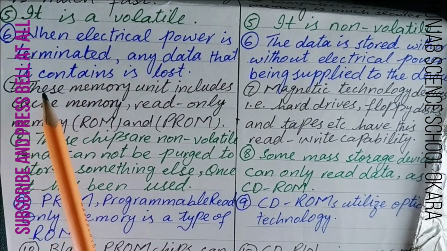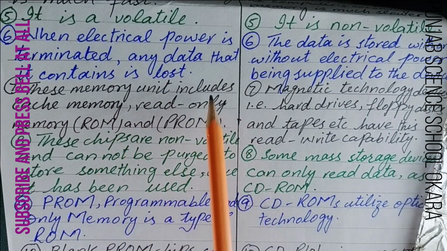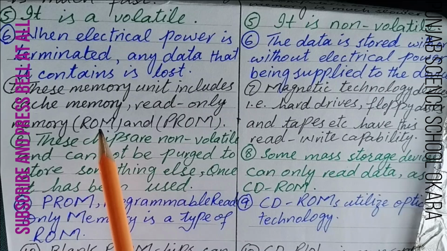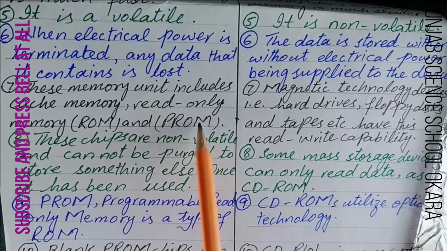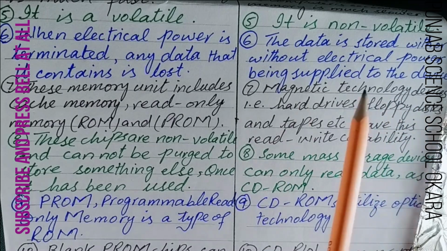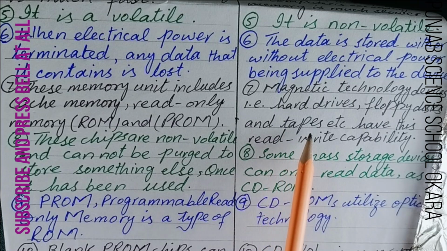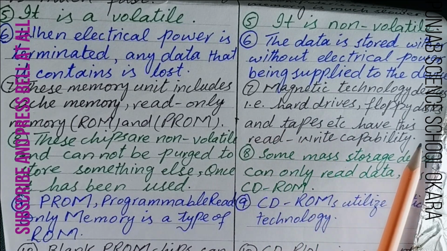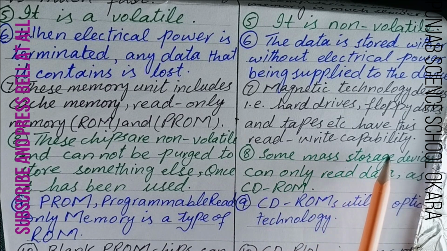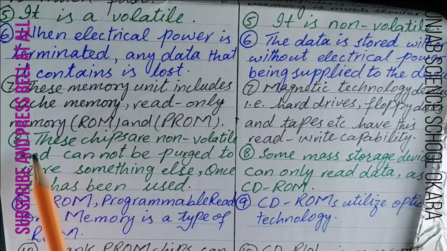Number 7, primary memory. This memory unit includes cache memory, read-only memory, ROM, and PROM. Secondary memory. Number 7, magnetic technology devices, i.e., hard drives, floppy disks, and tapes, etc., have this read-write capability.